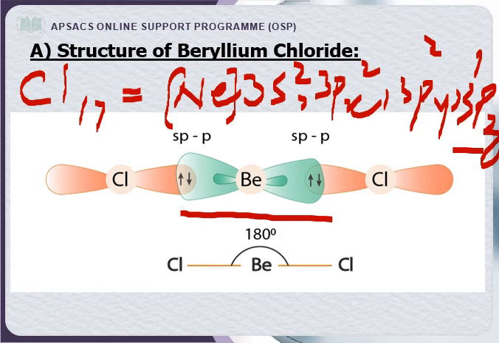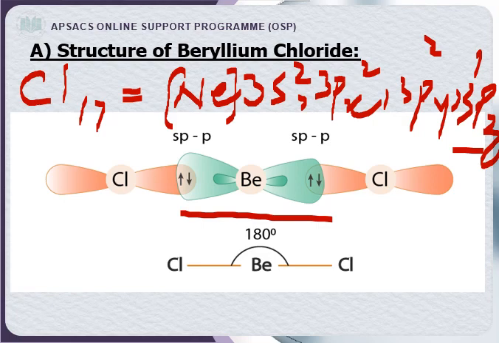All the other pairs in the outermost shell will come out as lone pairs of electrons in chlorine, right? So there will be three lone pairs in each chlorine atom, and it will hold just one electron which will go for bonding.